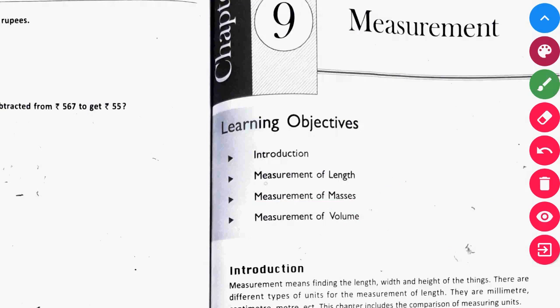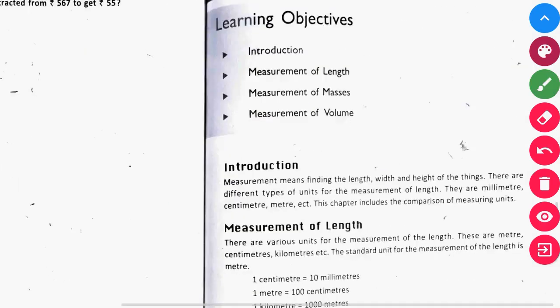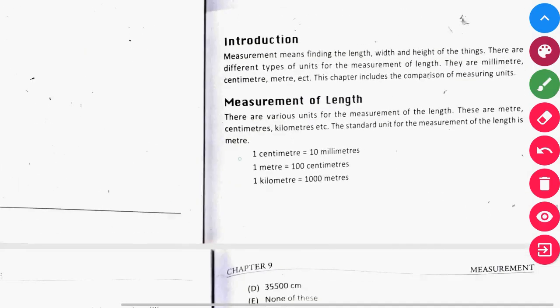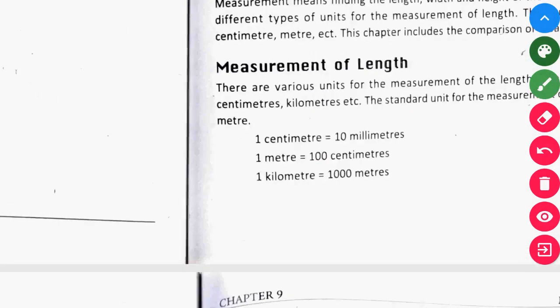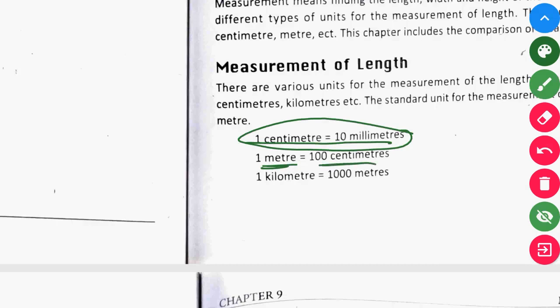So there is a conversion we must know before we move ahead with the topic. The conversions are: 1 centimeter is equal to 10 millimeter, 1 meter is equal to 100 centimeter, 1 kilometer is equal to 1000 meter. Now there is one trick to remember this: Khichdi made coming morning.